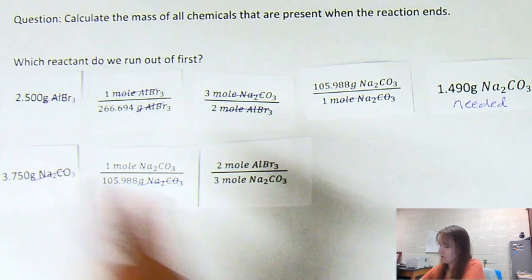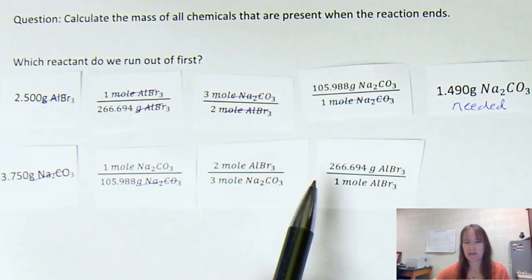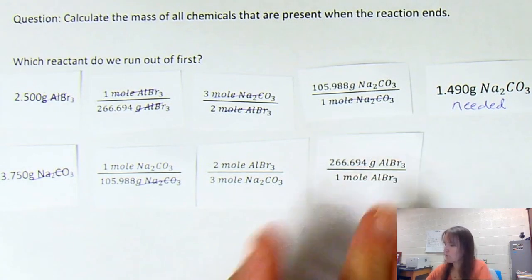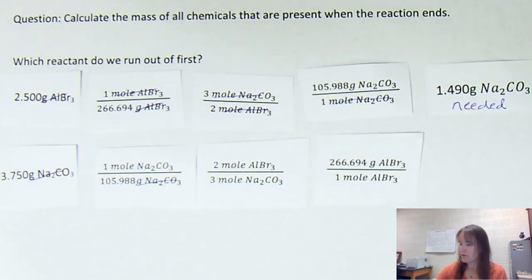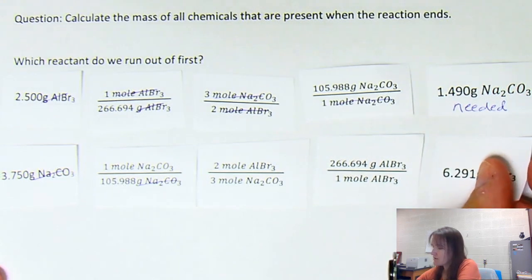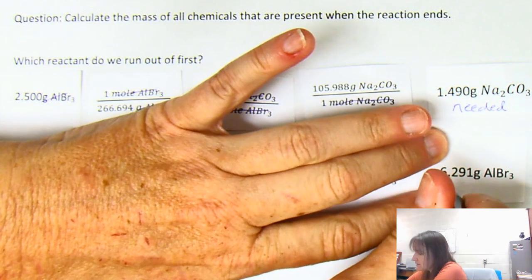And then to calculate the mass, I use the molar mass of the aluminum bromide. When you multiply across this top and divide by these on the bottom, round it to 4 significant figures, you get 6.291 grams of aluminum bromide is needed.